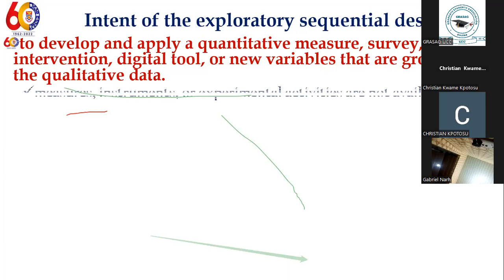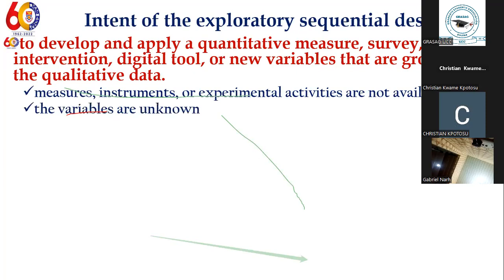Another intention: if you want to develop instruments, and experimental activities are not readily available for you to use, that is when you use the exploratory design. As I said from the beginning, some of these are used to develop quantitative instruments, interventions, getting new variables and all that. Again, someone may say, how can you go into a study and your variables are unknown? There are situations where you just go because you want to explore. During your exploration, that is when the variables will start coming.